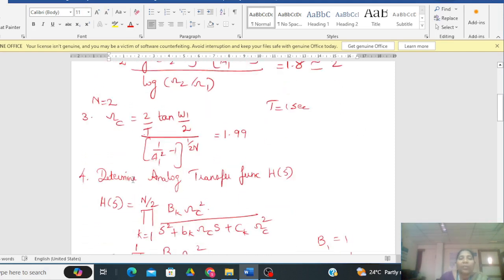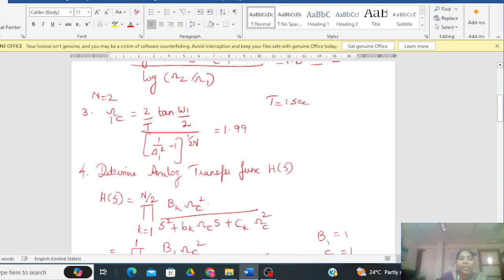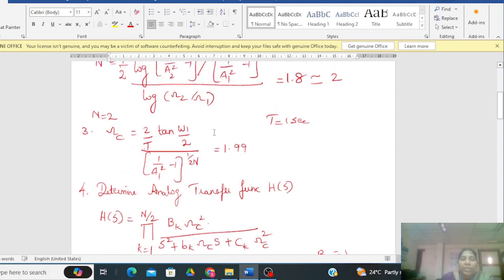Then the next step is we have to determine the analog cutoff frequency Ωc, which is given by the formula 2 by T of tan(ω1/2) times (1 divided by (1/A1² − 1)) whole power 1 by 2n. So we already know the ω1 value, and the n value we obtained as 2 in the previous steps. A1 value also is given in the problem. After substituting these values you will be getting Ωc as 1.99.